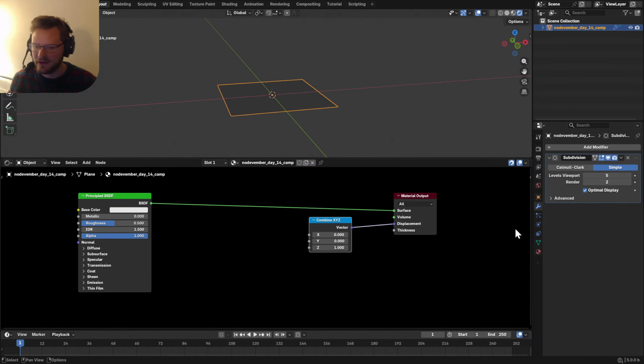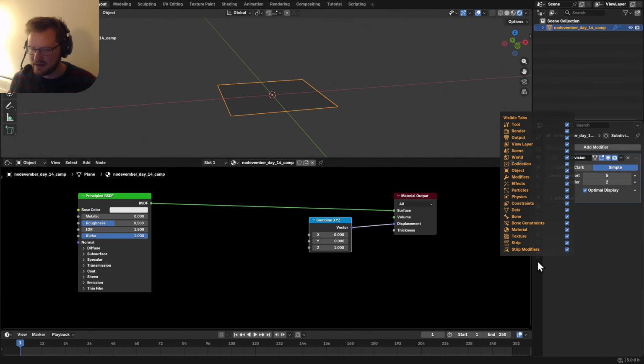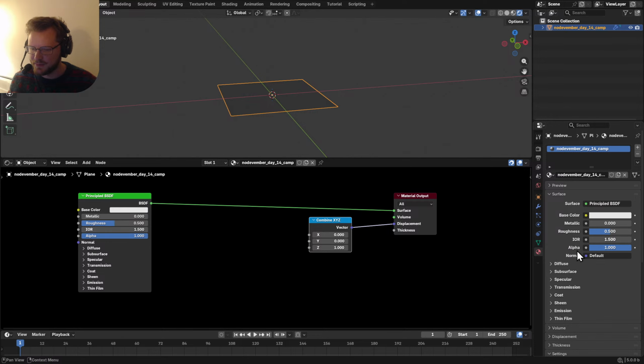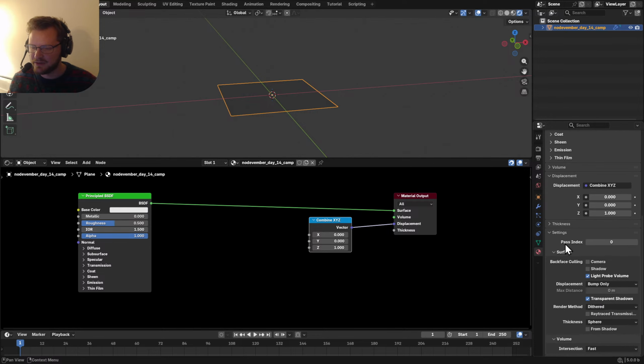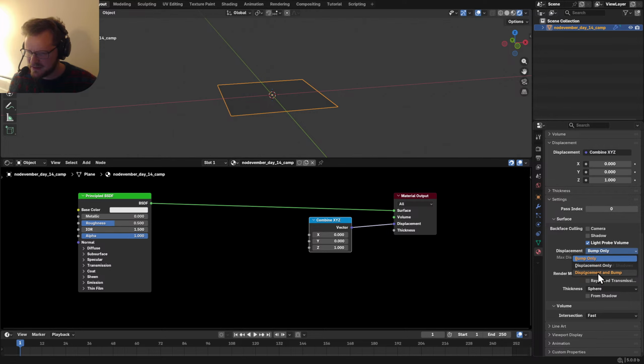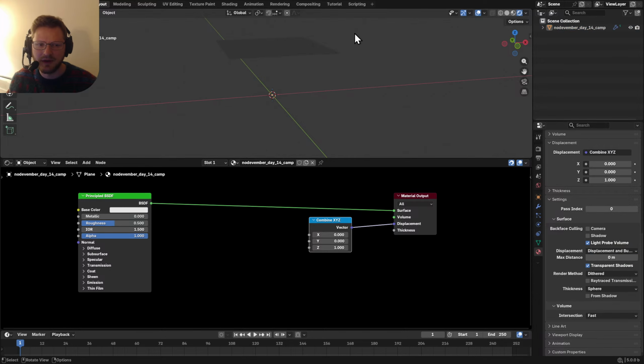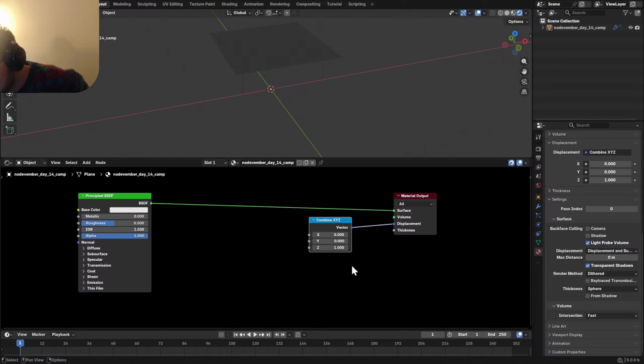It is doing nothing. Why is that the case? I think we got to go into our material, and inside of displacement, we need to say allow it: displacement and bump. Okay. So you can see now, if you're not used to shader node magic, which is a dying art because it's just not as useful for these kinds of tasks as GeoNodes is.